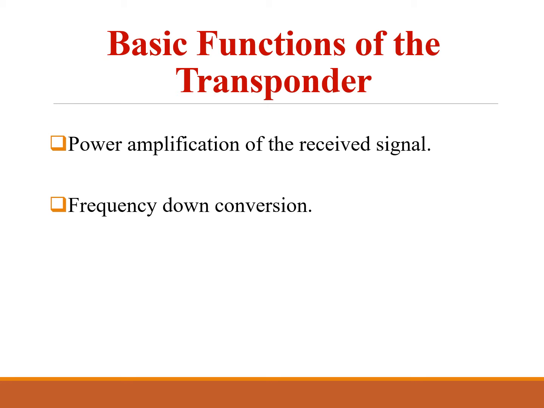The two basic functions performed by the transponder are amplification of incoming signal and second is frequency down conversion in order to avoid signal interference between transmitted and received signal, and hence uplink and downlink frequencies are always different and downlink frequencies are always lower than that of uplink frequencies.